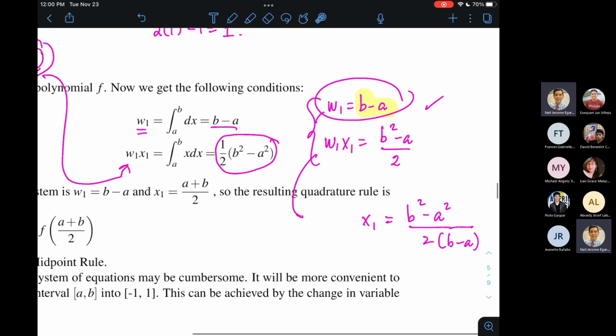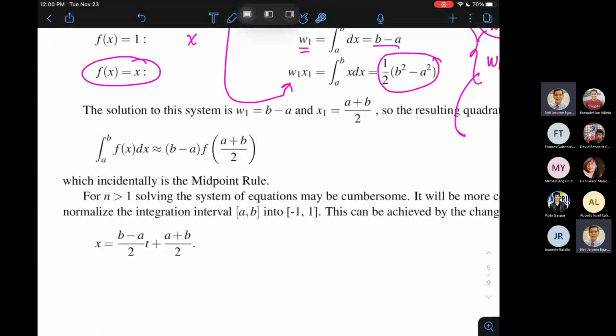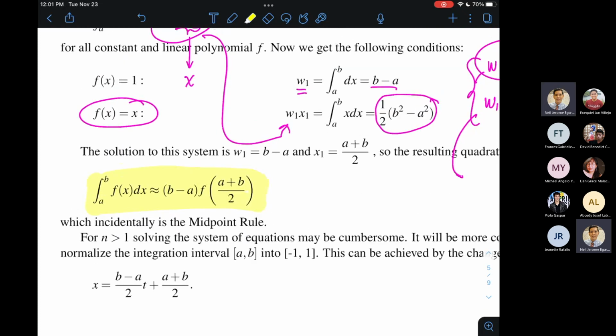And actually, this resulting quadrature rule is what we have seen before. This is the midpoint rule, one of the Newton-Cotes formulas. Okay? So ito yung pinaka-simpleng derivation kasi n equals 1 pa lamang. Do you guys have some questions about this? Bago tayo pumunta dun sa mas komplikadong example. I hope you get the process, okay?